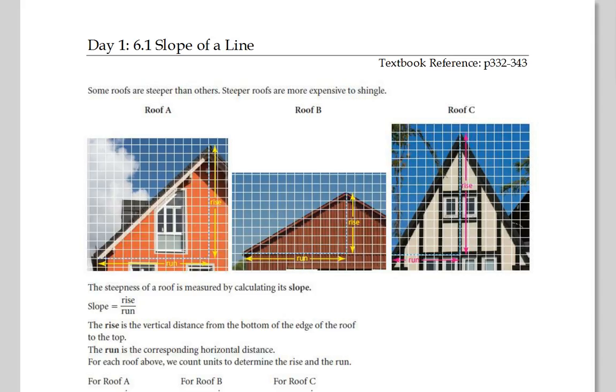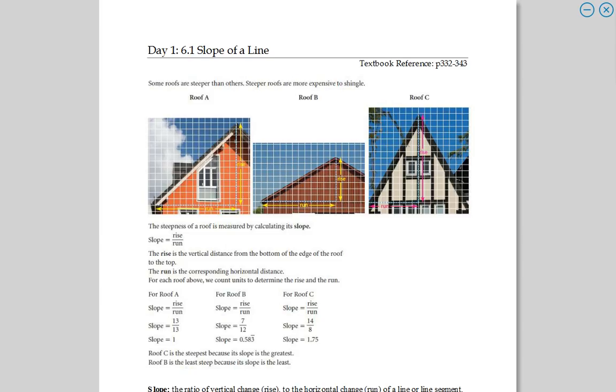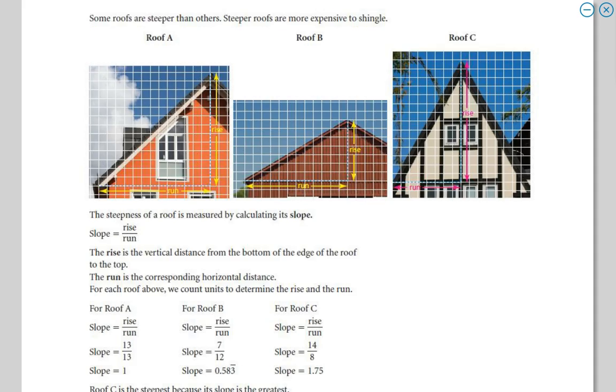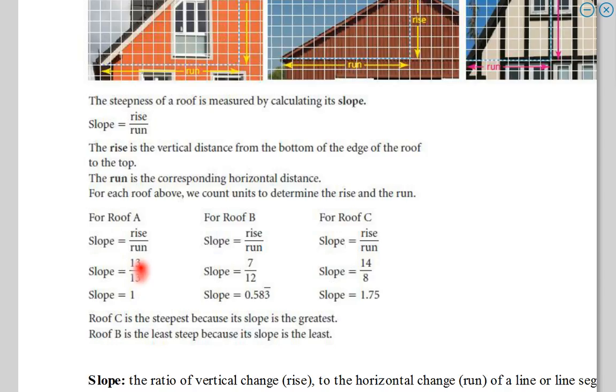Okay, so let's take a look at roof A. All you have to do, you guys, is count. Count the unit squares. 1, 2, 3, 4, 5, 6, 7, 8, 9, 10, 11, 12, 13. And the run, 1, 2, 3, 4, 5, 6, 7, 8, 9, 10, 11, 12, 13. That's why they have here 13 over 13.